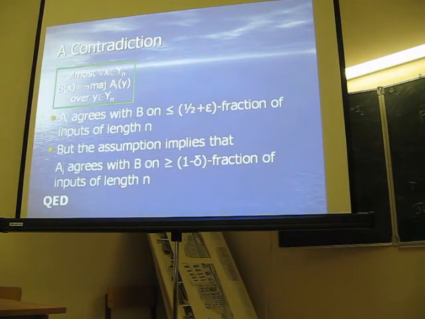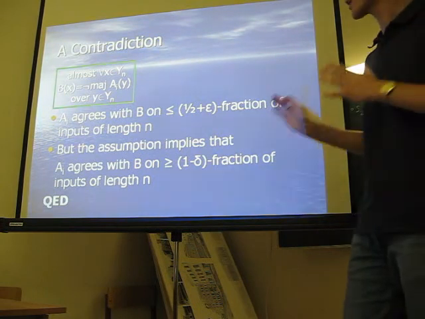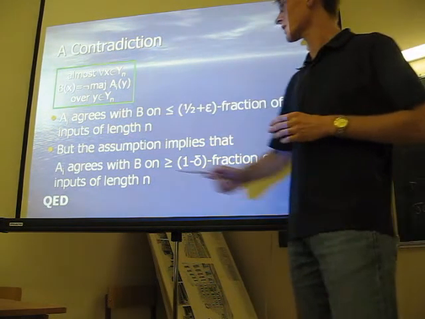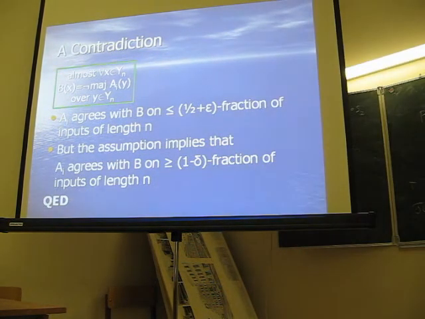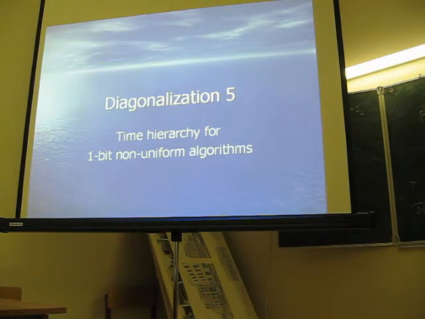So in other words, this means that AI agrees with B on no more than 1/2 plus some small epsilon fraction of inputs of length n. But our initial assumption was that AI agrees with B on 1 minus delta fraction of inputs of length n, and delta is smaller than 1/2. So we get a contradiction, and we get our time hierarchy for heuristic non-deterministic algorithms. So, are there any questions?